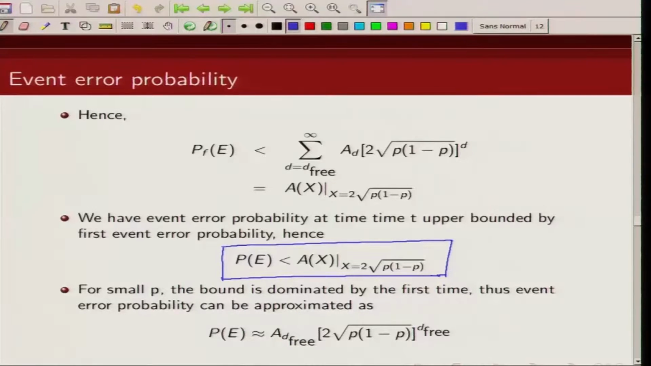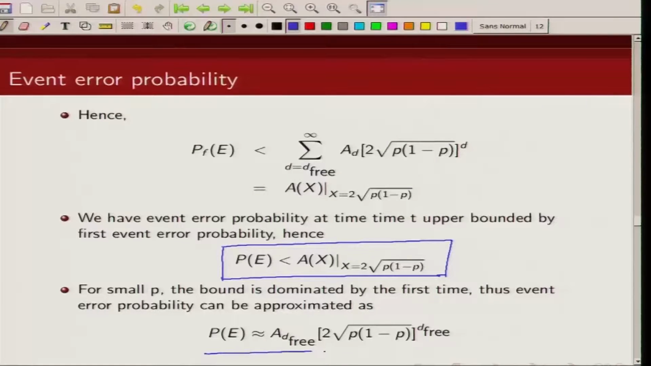Now, note here you had terms corresponding to various D's. So, you had terms corresponding to D free, D free plus 1, D free plus 2. Since the value of p is typically very small, the most dominating term in this error probability expression is the first term, which is the D free term.